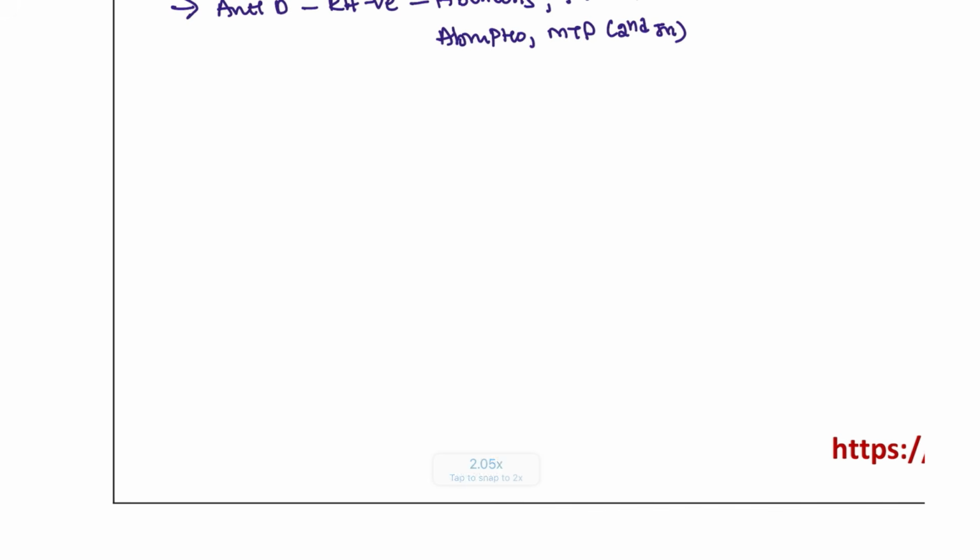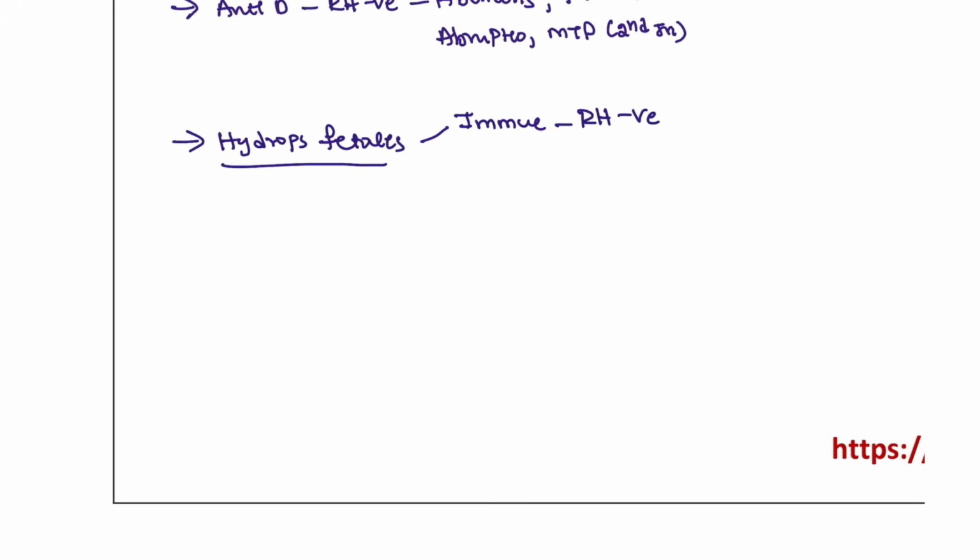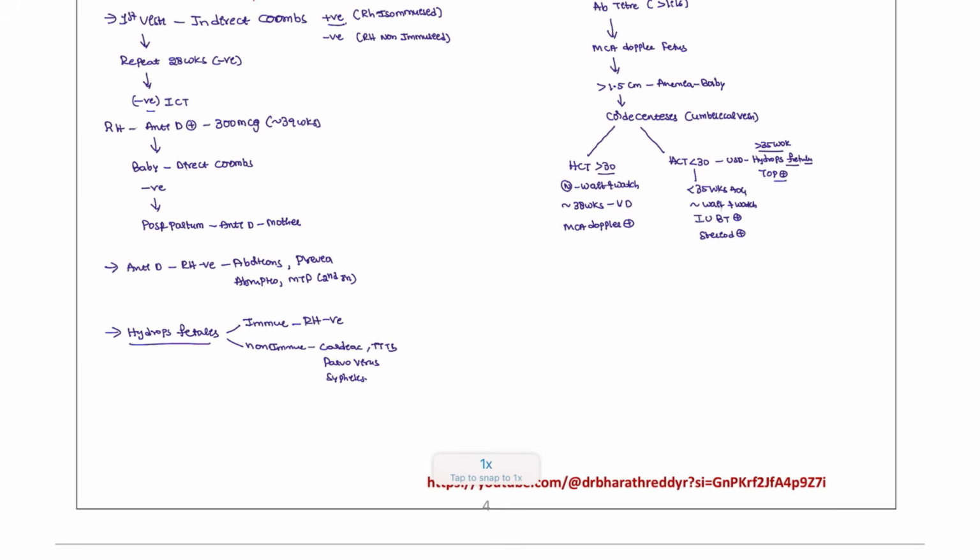And as I said, hydrops fetalis means anasarca in the baby, and this is seen in two types. One is the immune type, that is the Rh negative pregnancy, and it could be seen with the non-immune type also. For example, cardiac disease, twin-twin transfusion syndrome, and also viruses such as parvovirus and also syphilis. This question is also asked. So these are the causes of hydrops fetalis.